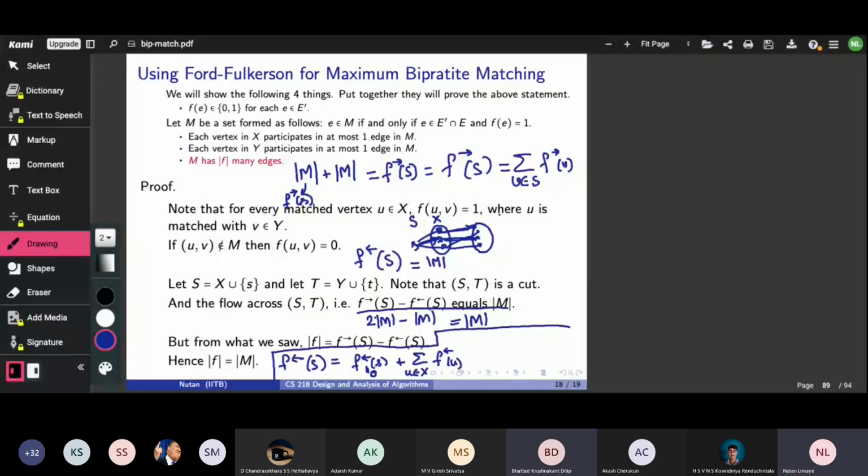So is that M because of the edges S to U in X? Yeah, exactly. Okay. Exactly.